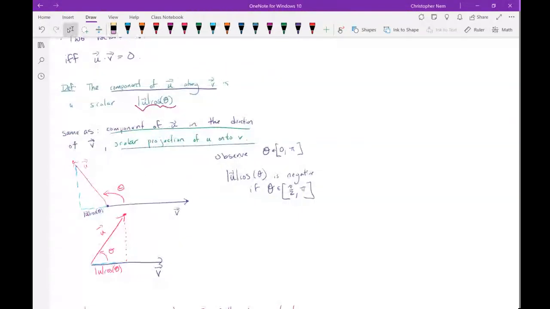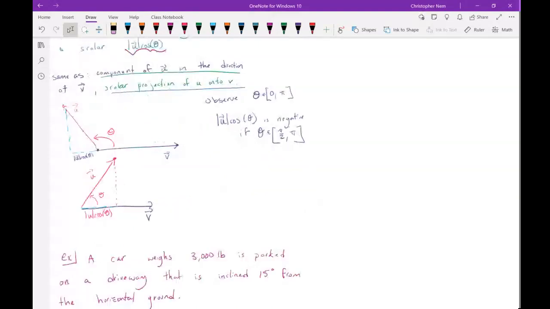So the calculation is the magnitude of u times cosine theta. Theta is the angle between u and v. However, I'm not always going to give you the angle between the two vectors. That's not always the case. So you have to work around that. How can I work around it?